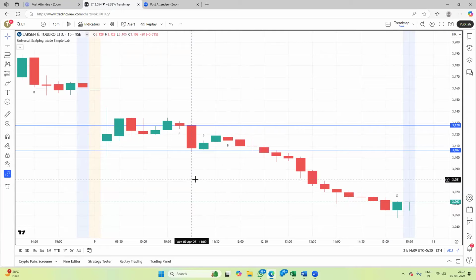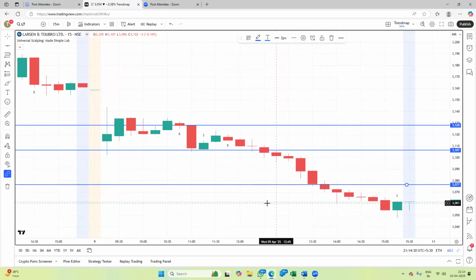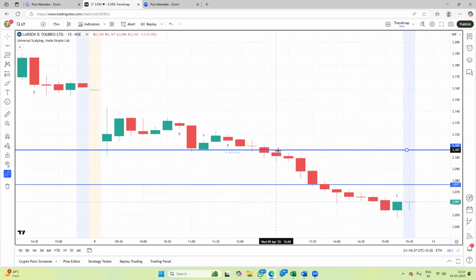Clear? So from 3,110, 30 points would be 80, and because it's 70, so 77, you exit 50% of the position. So this would be 77, right? You have exited the 50% position and you trail the stop loss to cost, nothing happens, and you exit the trade at the end. Clear? Yes, sir.